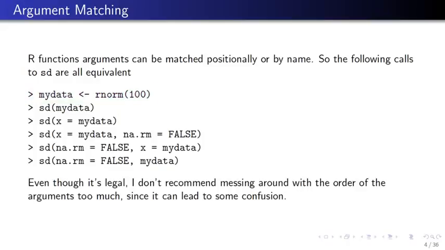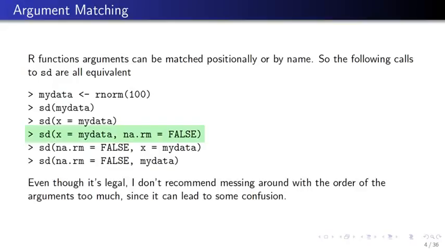So if I just calculate SD on the vector, it'll give me an estimate of the standard deviation. If I say x equals my data, that's the same thing. Here I've named the argument, but in the first example I haven't. Otherwise the data are the same, so it'll calculate the standard deviation. In the first example, I didn't name the argument, so it defaulted to passing my data to be the first argument of the function. So in the next example here, I'm going to name both arguments.